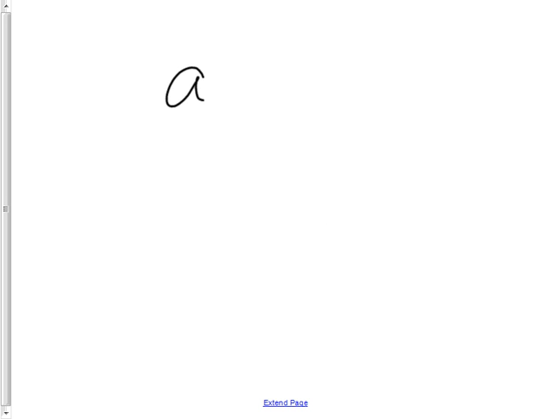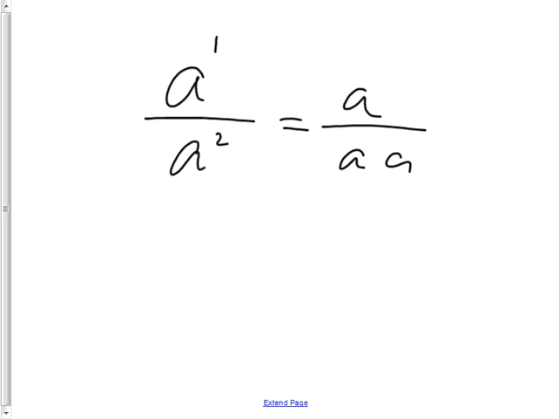Good question. What if the number on top is smaller than on the bottom, like this? Well, let's break it up into what it means. A to the 1 just means a, right? What's a to the squared mean? A times a. Can I cancel? Can I or not? Yes. And what does it leave behind when it gets canceled? A 1. So it's 1 over a. Is 1 over a right answer? Yes. If you wanted to rewrite that with a negative exponent, it would also be a to the what?